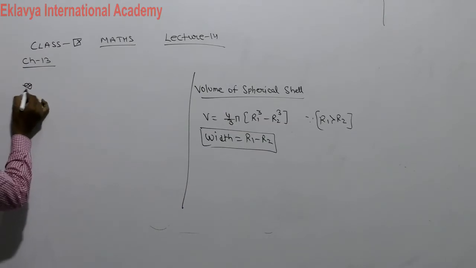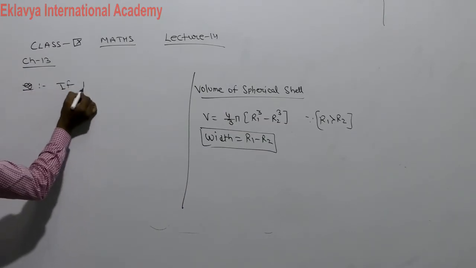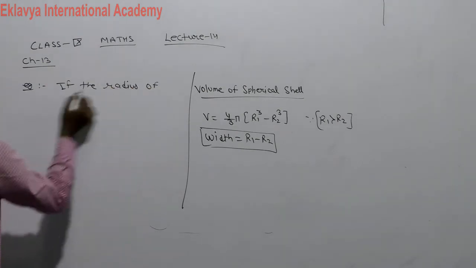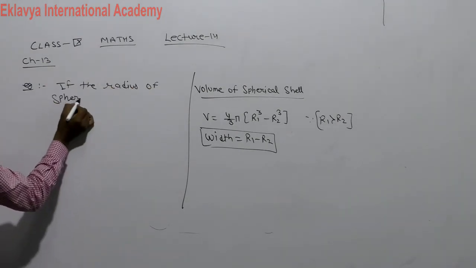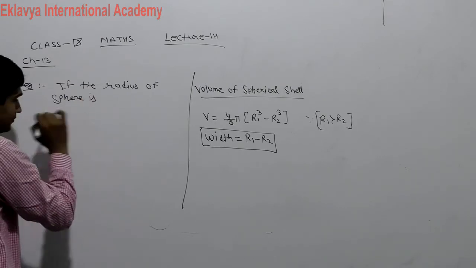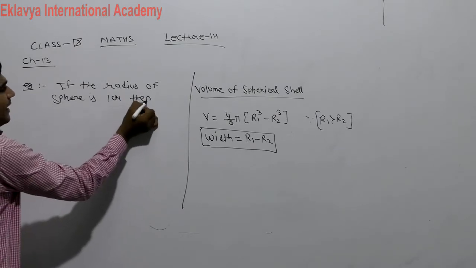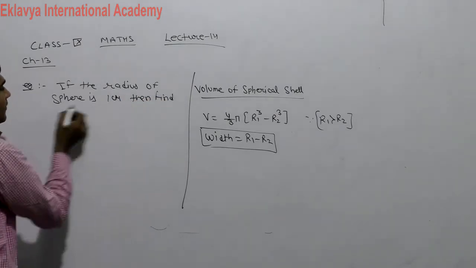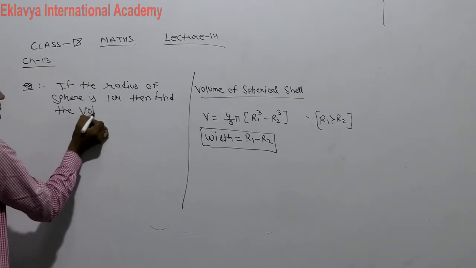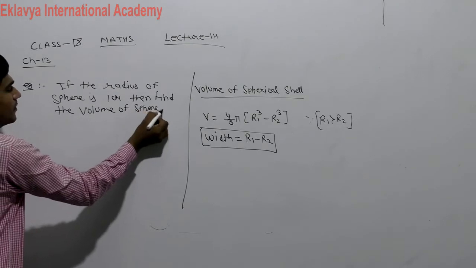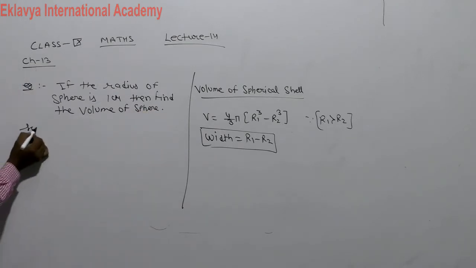Example, look, if the radius of a sphere is 1 centimeter, then find the volume of the sphere. If the radius of the sphere is given as 1 centimeter, then how will we find out the volume?